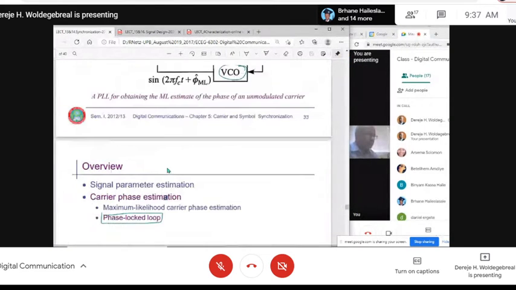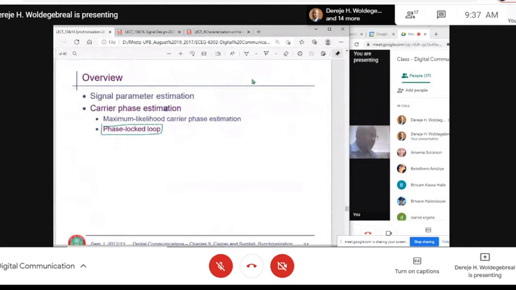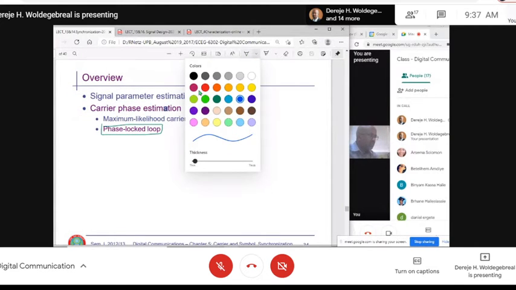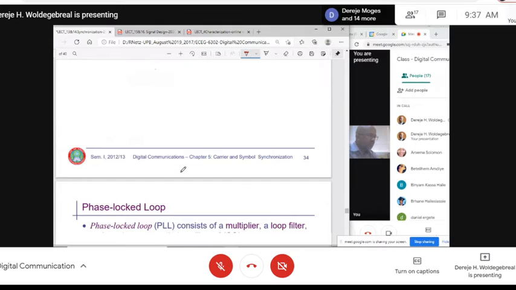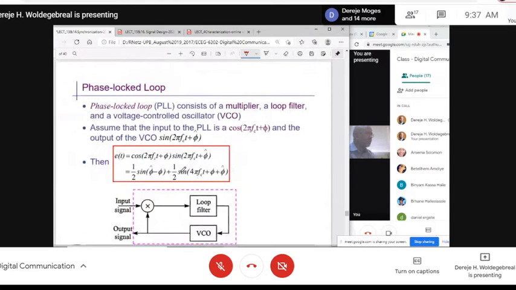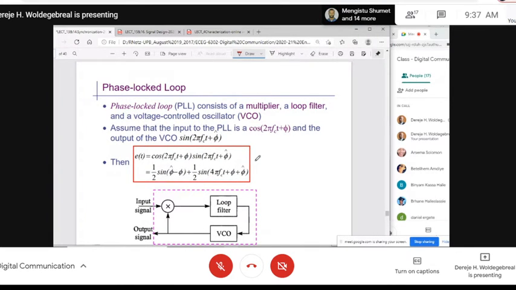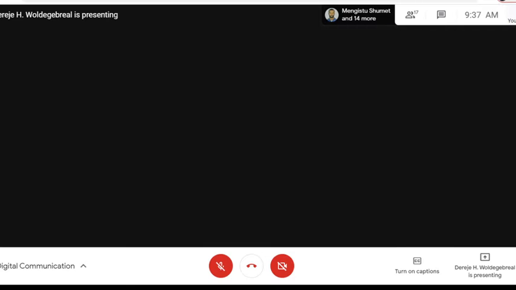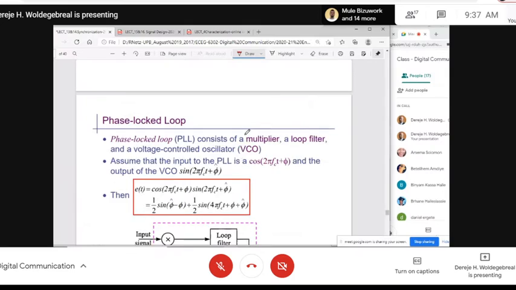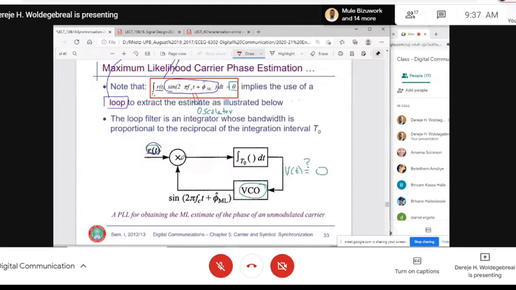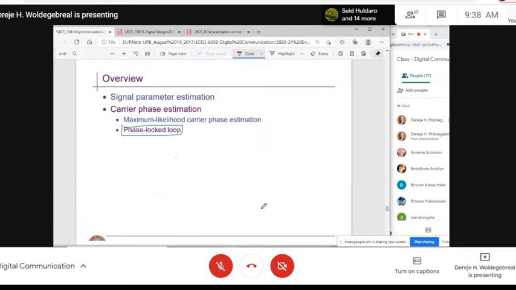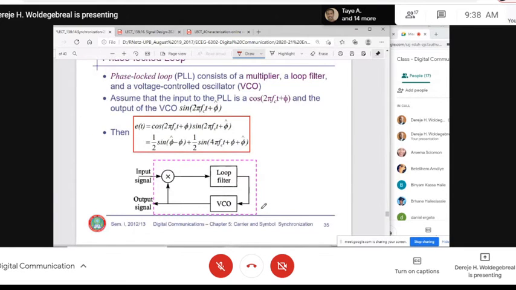Now, this is what we call a PLL, and today we will be looking at how a PLL is actually implemented. In general, a PLL consists of three key elements. As you see here, we have a multiplier, we have an integrator, and then we have a voltage controlled oscillator.